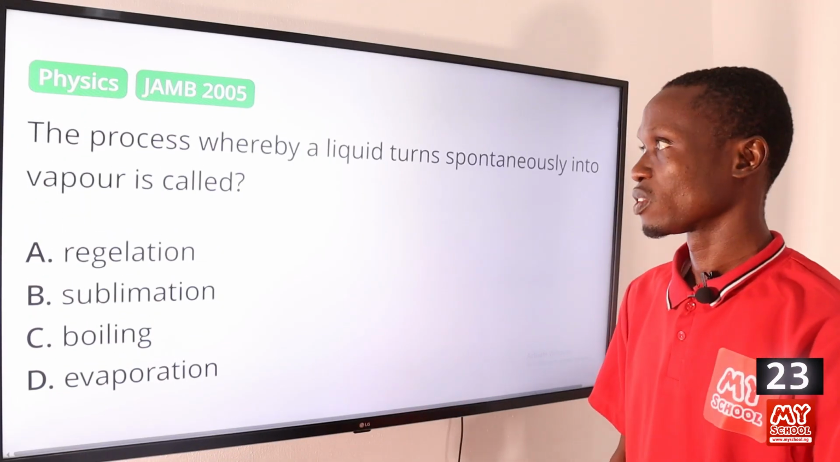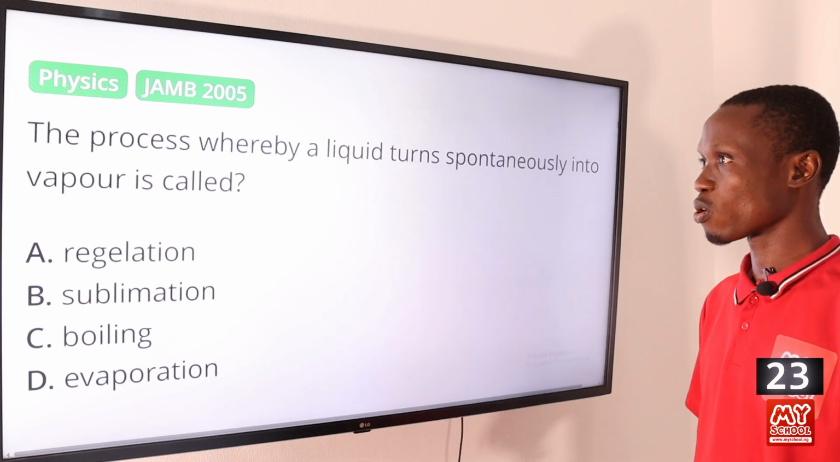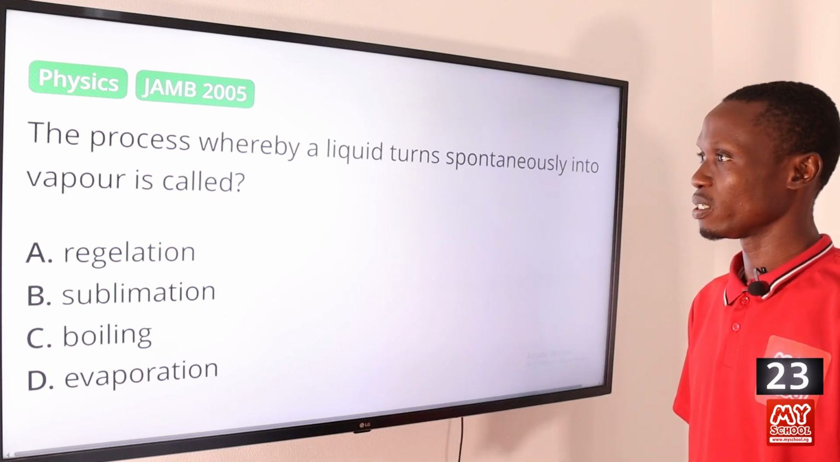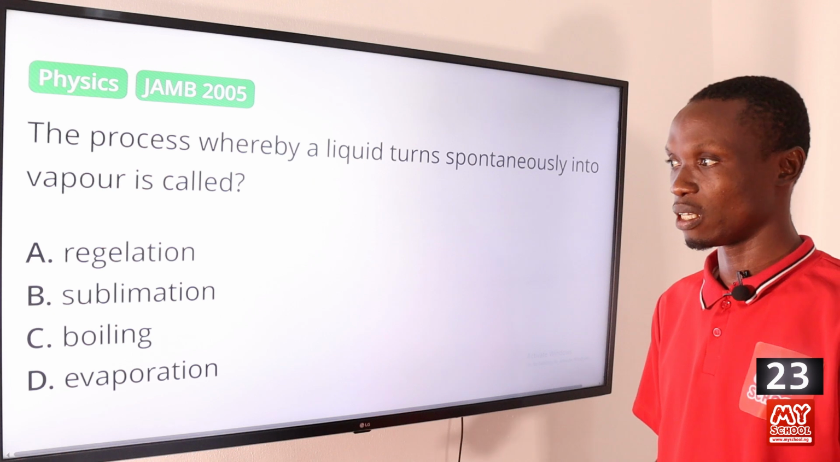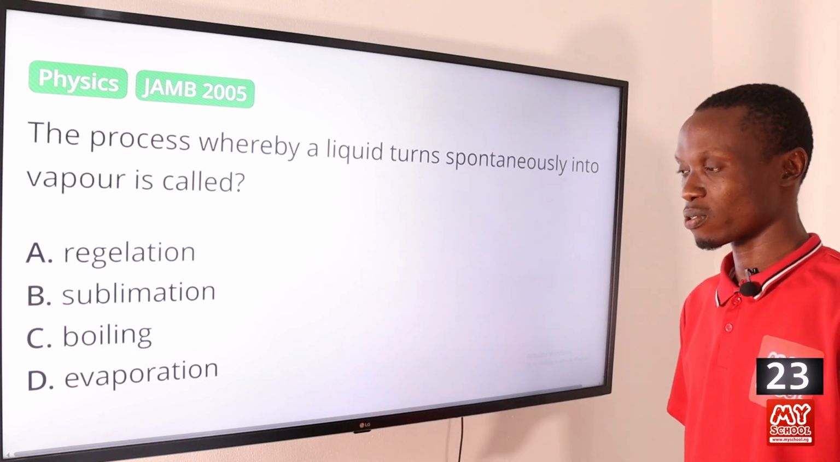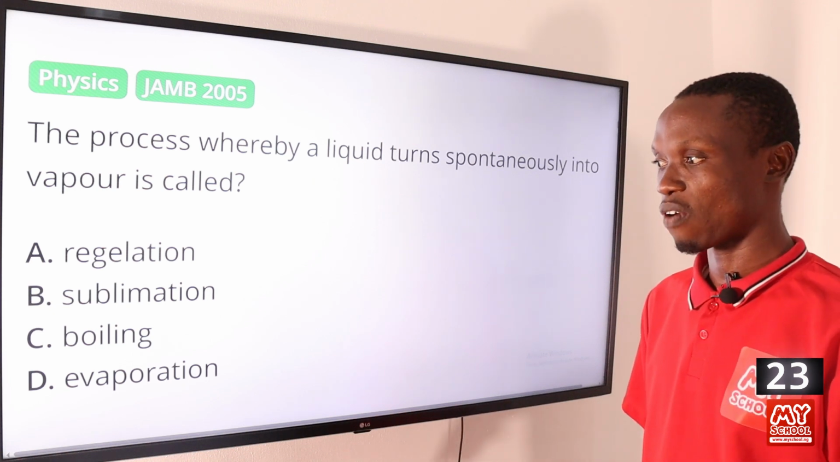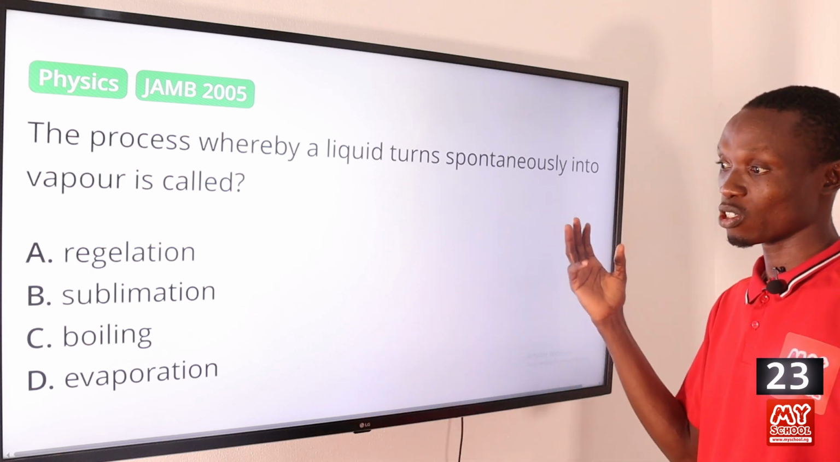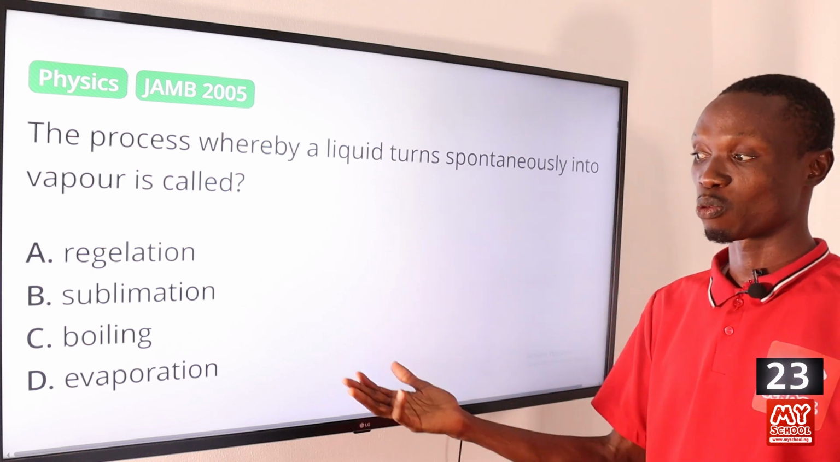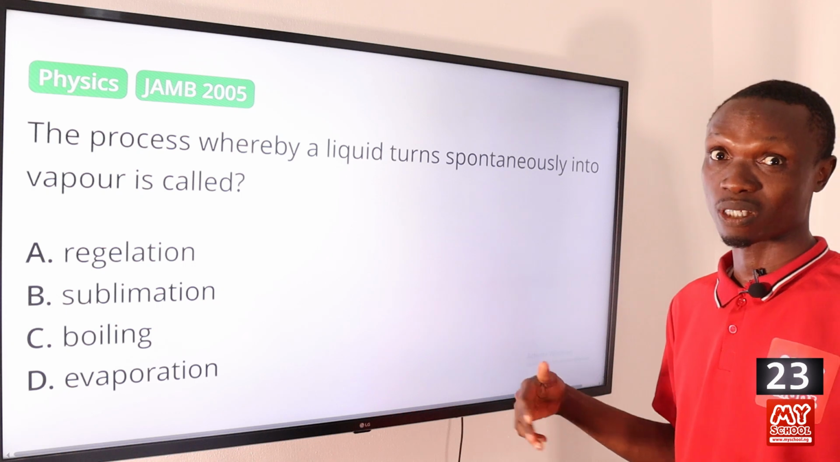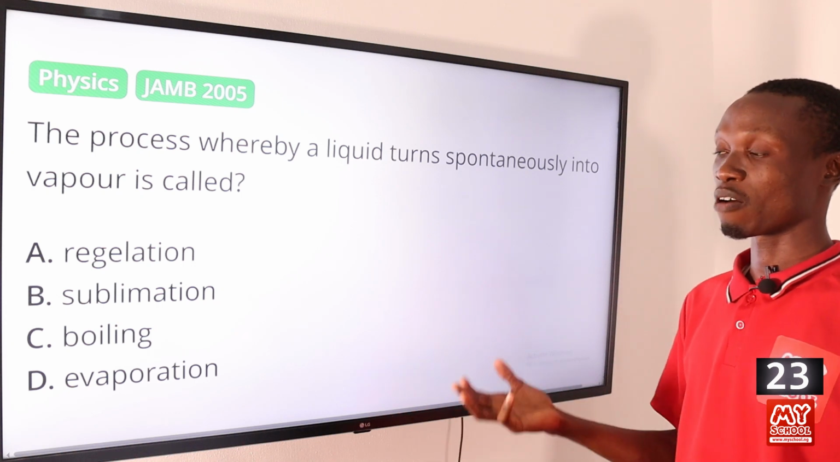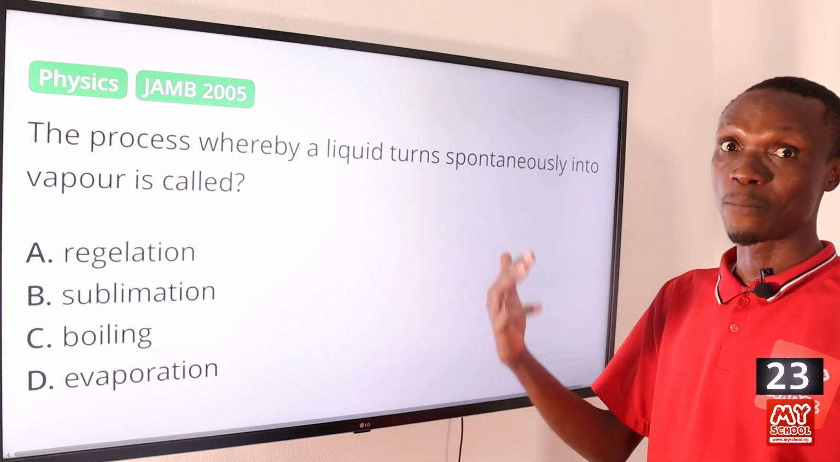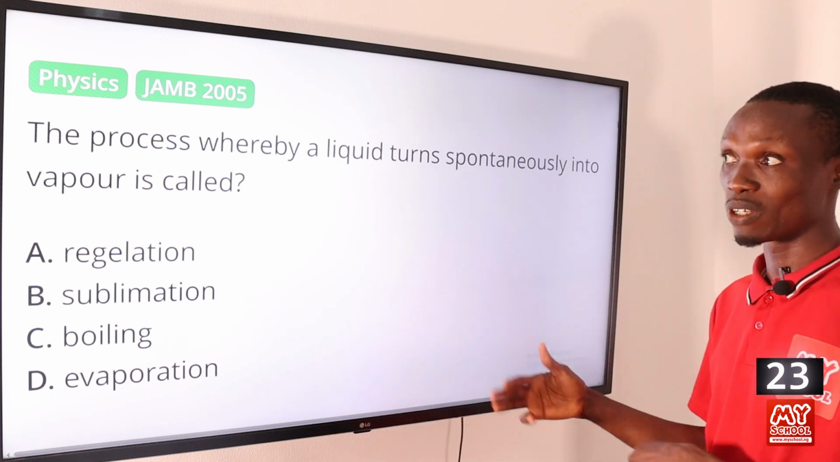Question 23. The process whereby a liquid turns spontaneously into vapor is called A, regelation, B, sublimation, C, boiling, and D, evaporation. So the answer to this question is evaporation, and the reason is because evaporation occurs at all temperatures. Evaporation does occur below the boiling point of the liquid.